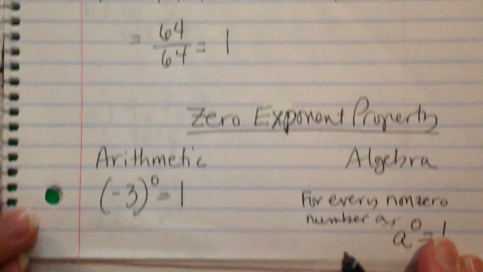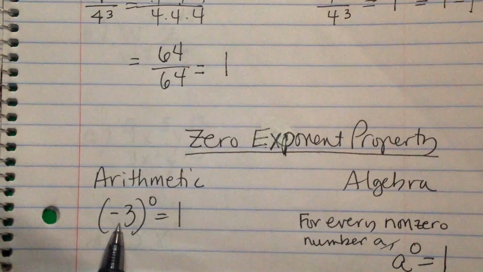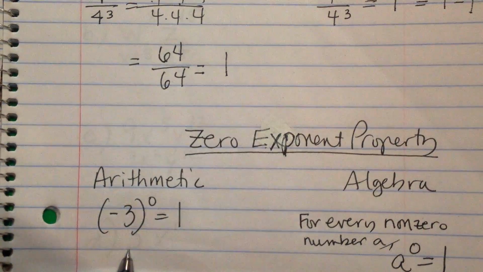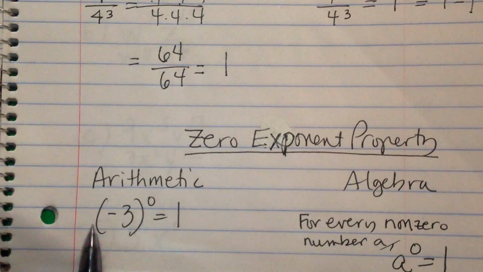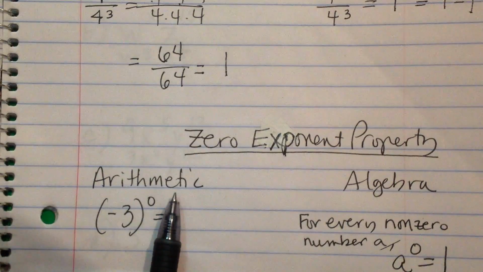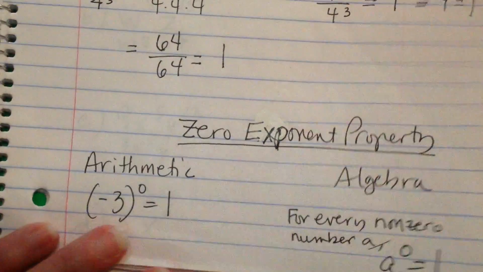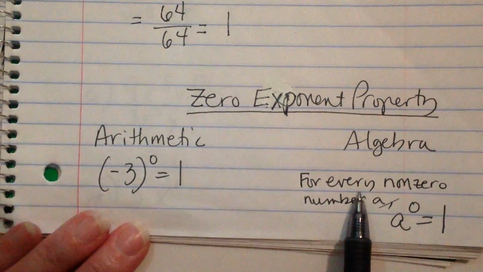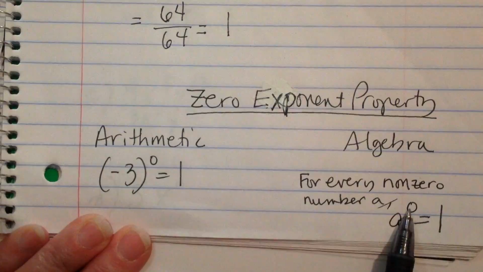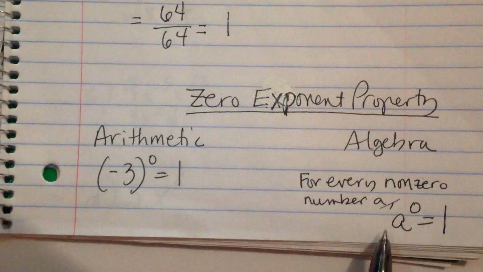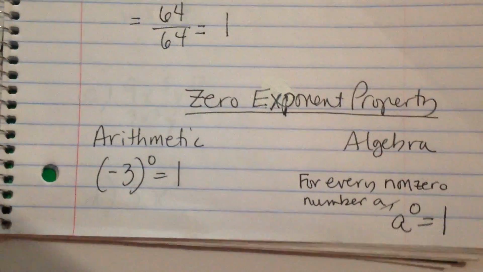So let's look at the zero exponent property. The arithmetic form: -3 inside the parentheses raised to the 0 power is 1. Anytime you have values inside the parentheses, all of them being raised to the power of 0, you get 1. The algebra form: for every non-zero number a, a raised to the 0 power is 1.